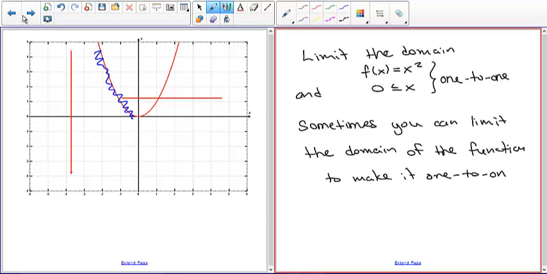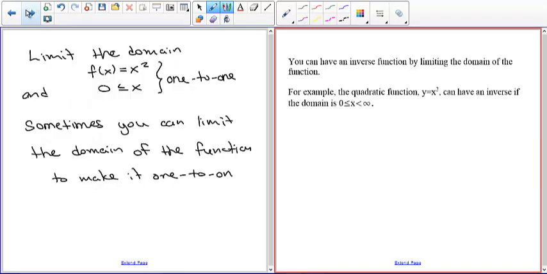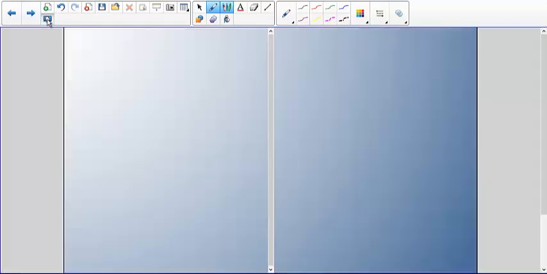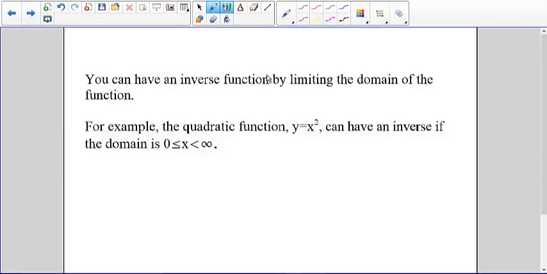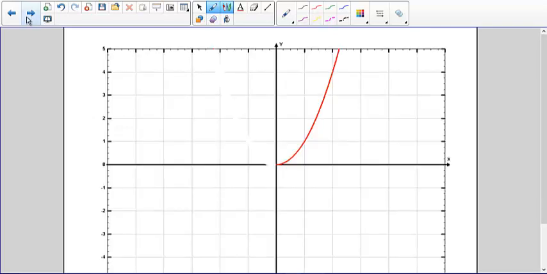But with this domain, and we'll see this for the natural log and the exponential function, you don't need to worry about that. But when it comes to the trig functions, you do have to worry about that. So that's what that says. You can have an inverse function by limiting the domain of the function. And that's where I've wiped out that one side.